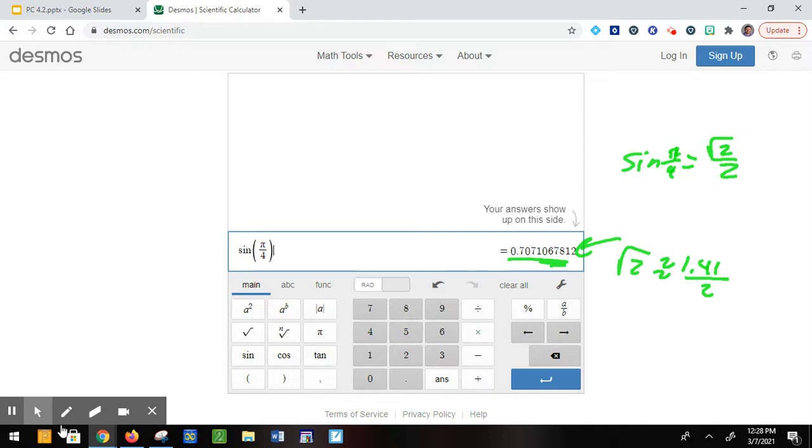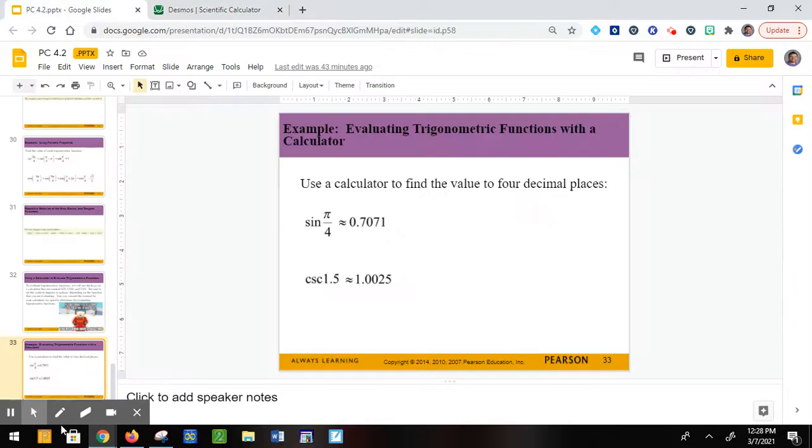How do you know which mode to be in? Let's go back to the question. Sine of pi over 4, well, if you're given a radian, or if you're given something that's in terms of pi, it's definitely a radian. This one's a little less clear. Cosecant of 1.5. That looks like it could be a degree, but there's not a degree symbol. So that's really the key.